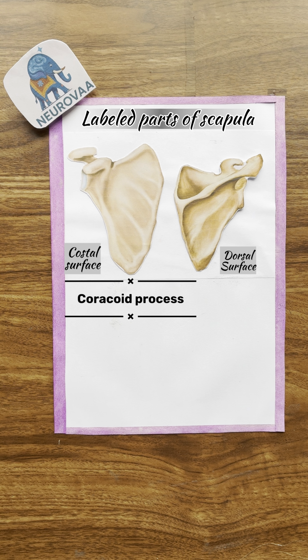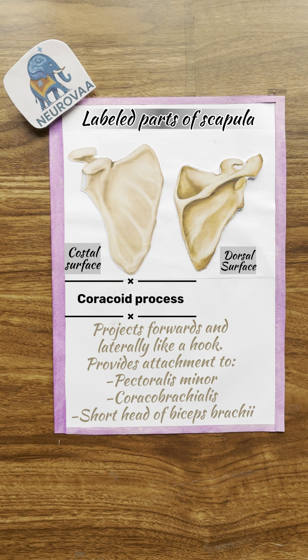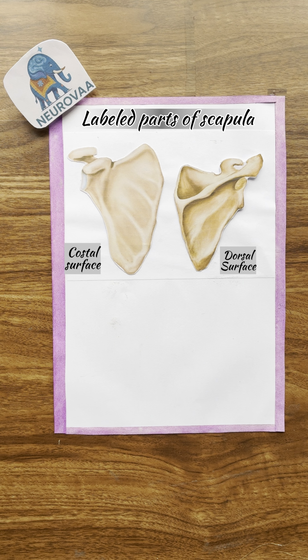Coracoid process projects forward and laterally like a hook. It provides attachment to pectoralis minor, coracobrachialis, and the short head of the biceps brachii.